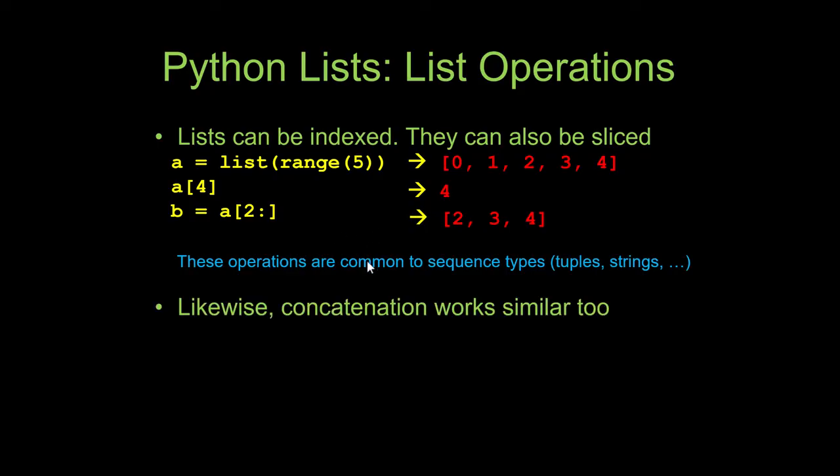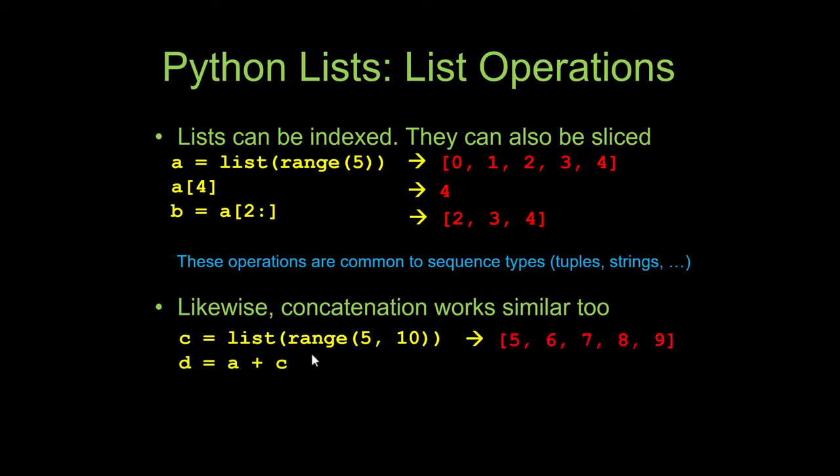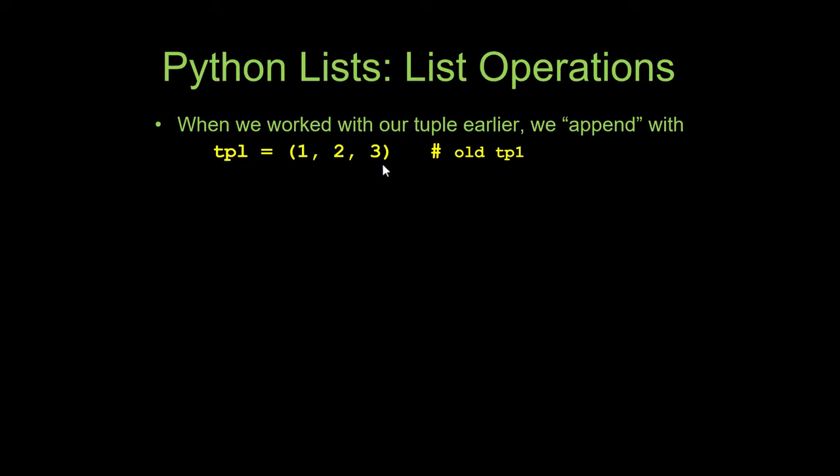Next, concatenation works for list too. C is a list of 5, 6, 7, 8, and 9. When C is concatenated to A, we get D starting from 0 till 9. When we want to append a new element to a tuple 1, 2, 3 with a 4, we write tp1 = tp1 + (4,). But this actually created a new tuple tp1 at a different location from the original tp1.